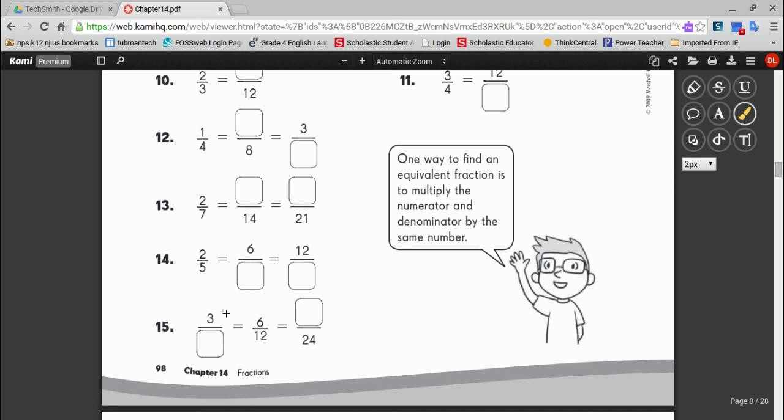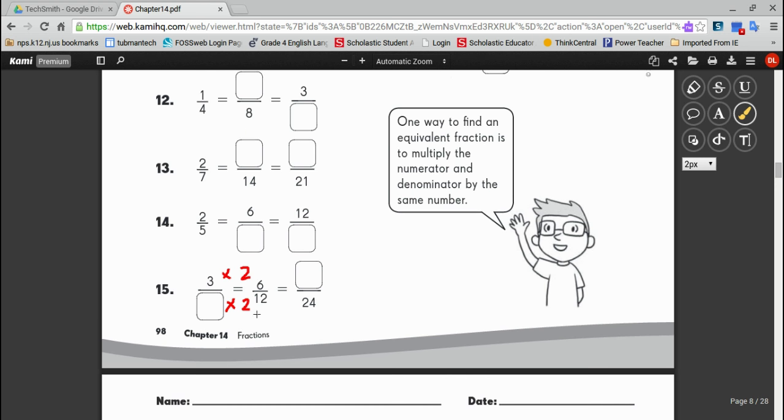So 3 to 6, well, I need to do 3 times 2. 3 times 2 gives me 6, so I have to multiply the bottom times 2 as well. So I'm not doing 12 times 2, I'm doing something times 2 equals 12. So if I think about that, well, 2 times 2 is 4, 3 times 2 is 6, 4 times 2 is 8, 5 times 2 is 10, 6 times 2, well, that's 12, so I got it. So over here, it's 6 times 2 gives me 12.